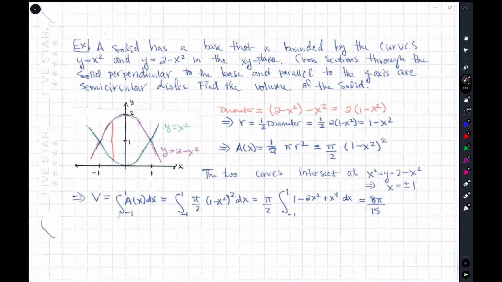Now we want to know from where to where we integrate, so we set the two curves equal to each other, and we see that they intersect at x equals -1 over there and x equals 1 over here. So we're going to take our cross-sectional area A of x, multiply it by small thickness dx, and here's a volume. Now we're going to add all those small volumes from -1 to 1. We just do a straightforward integral in one variable, and we get 8 pi over 15 as our final answer.